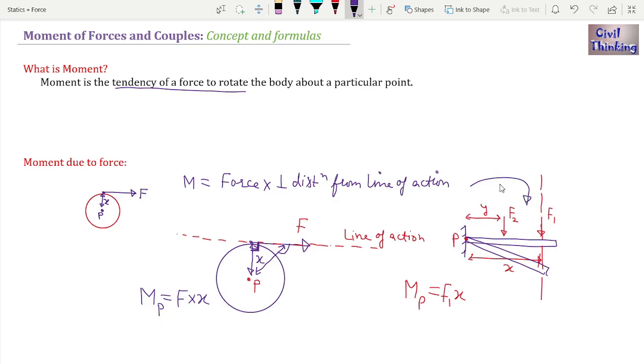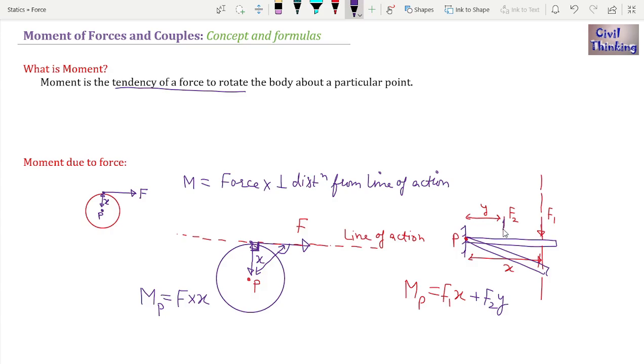It is clockwise. I can assume the clockwise direction to be positive, and anti-clockwise movements to be negative. Now this F2 force is exerting F2 multiplied by y moment at point P, and this is also clockwise, because F2 will bend it in the clockwise sense. So it is the same as this moment: F1 x plus F2 y. Now let me suppose this F2 force was acting upwards like this.